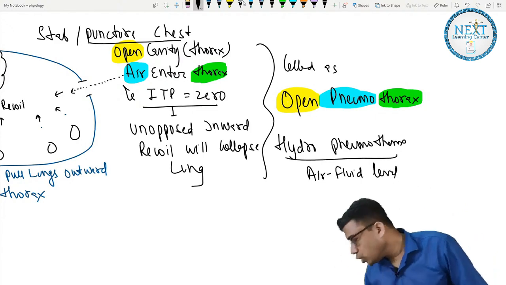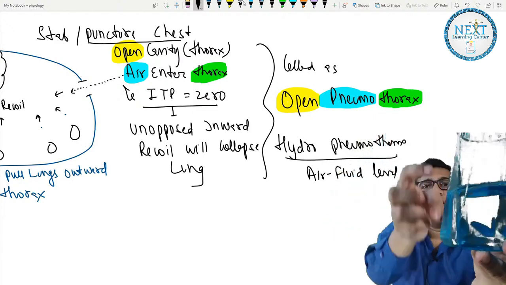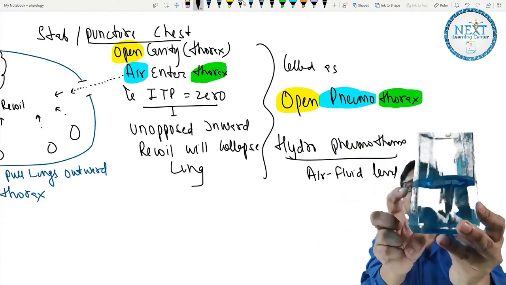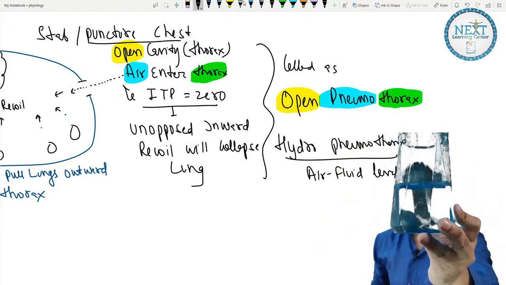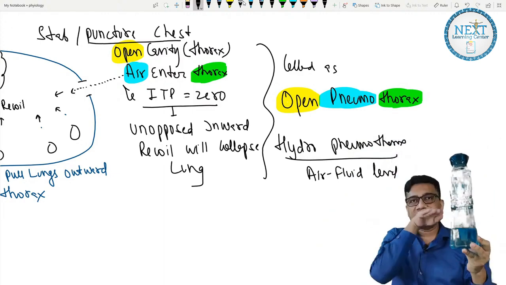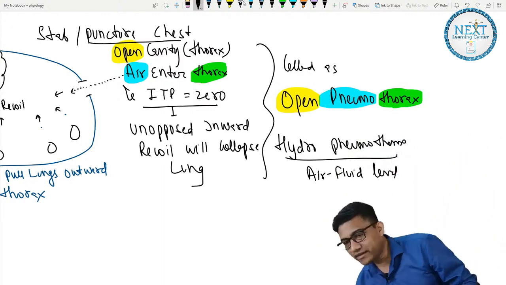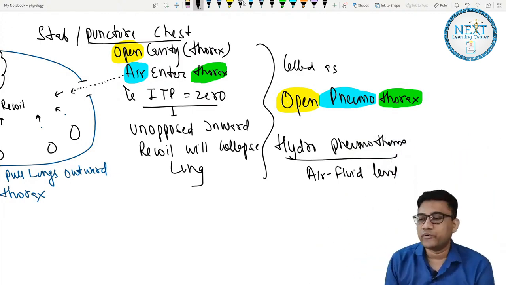Like for example, look at this bottle. Can you see a very clear-cut line? This is the fluid level. Whenever there is a fluid, you will always get a very straight line, not a curved line. That is the air fluid level.